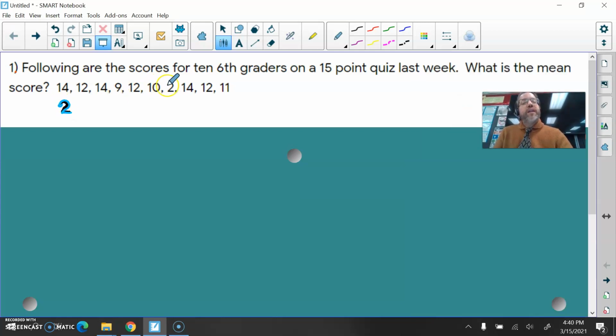2, and I'll cross that out as we go. We have a 9 here. And then we move into the double digits. Here's a 10, an 11. Ooh, it looks like we have 3 12s. There's one, there's one, there's one. And then we have 3 14s as well.